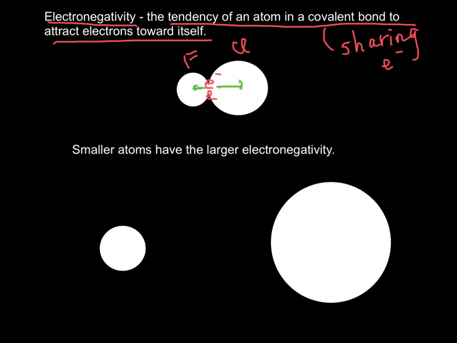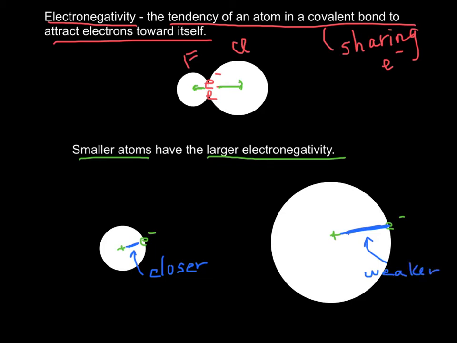Unlike a tug of war, though, where the big kid always wins, in this case, the smaller atoms always win. Smaller atoms have a larger electronegativity because, let's say there's a positive nucleus and an electron. Here's a positive nucleus and an electron. This valence electron is pretty close to the nucleus. Here it's very, very far away. Because it's closer, it has a stronger attraction. Because it's farther away, it has a weaker attraction. So smaller atoms are going to have larger electronegativities.